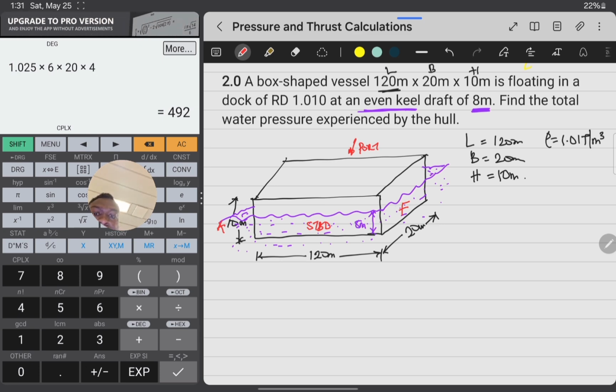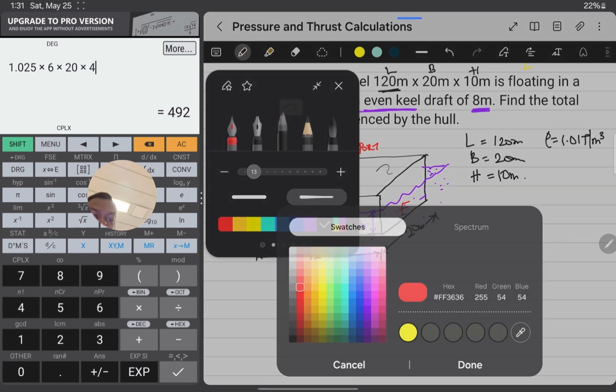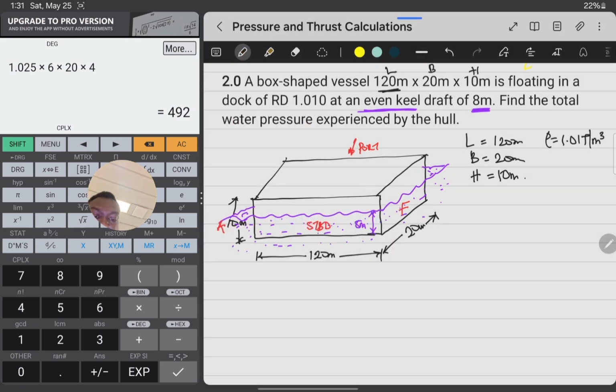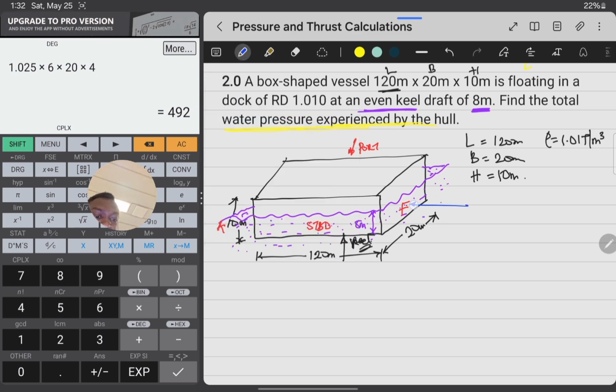So let's say find the total water pressure exerted by the hull. Now, one thing to understand is that the water is exerting pressure on the forward, on the aft, on the starboard, on the port, and also on the keel. It simply means wherever on the body of the ship water is touching. So it's touching the keel, the starboard, forward, port, and aft. In this case, we can say that thrust is acting in this direction. It's acting on this side, on this side, on the port side, and then on the keel.